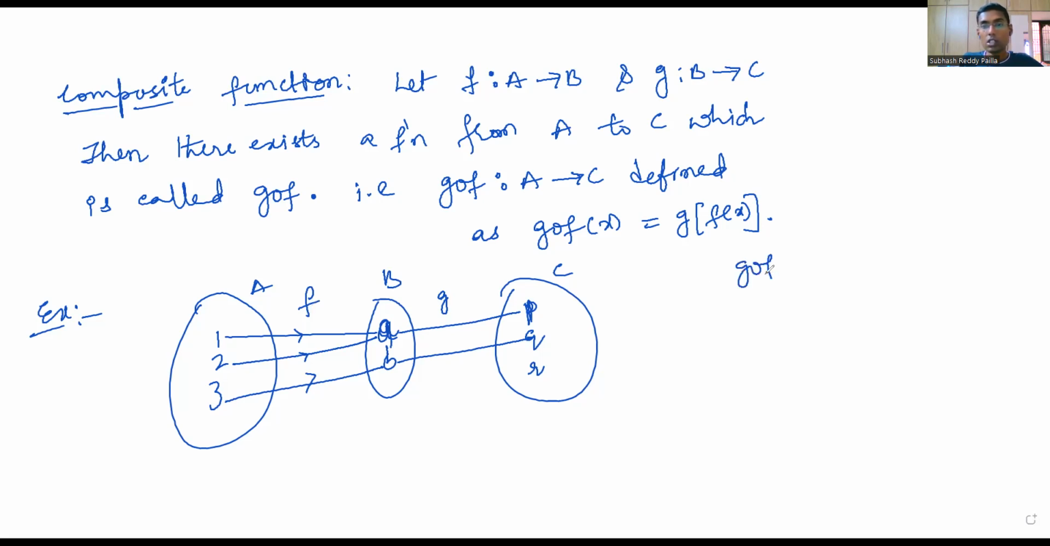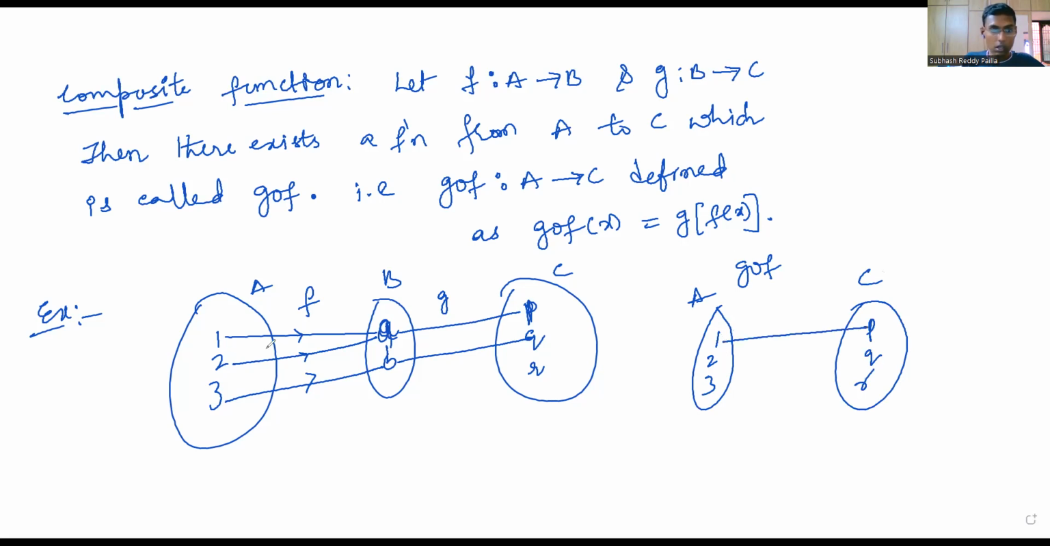Yes, sir. g circle f is a function from A to C. Why? Because here 1, 2, 3, and here p, q, r we write. Now 1 goes to a, and a goes to p. So that is 1 to p. Next, 2 goes to a, and a goes to p. That is 2 to p. Like this, 3 goes to b, and b goes to q. So that is 3 to q. Now this is a function. This function is called g circle f.